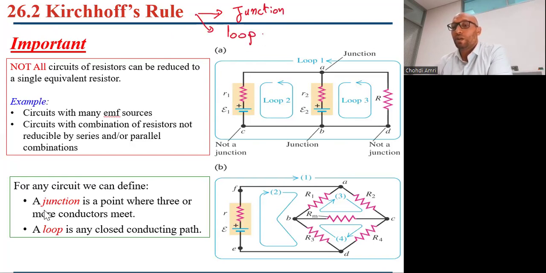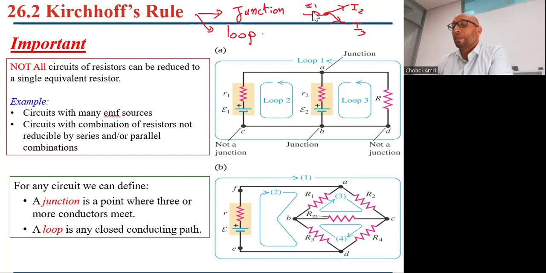Let's define what a junction means. A junction is a point where 3 or more conductors meet. For example, if we have this junction, how many conductors do we have? We have 3 conductors. Let's say this is I1, this is I2, and this is I3. According to the junction rule, I1 is equal to I2 plus I3 because at the junction there is a conservation of charge.